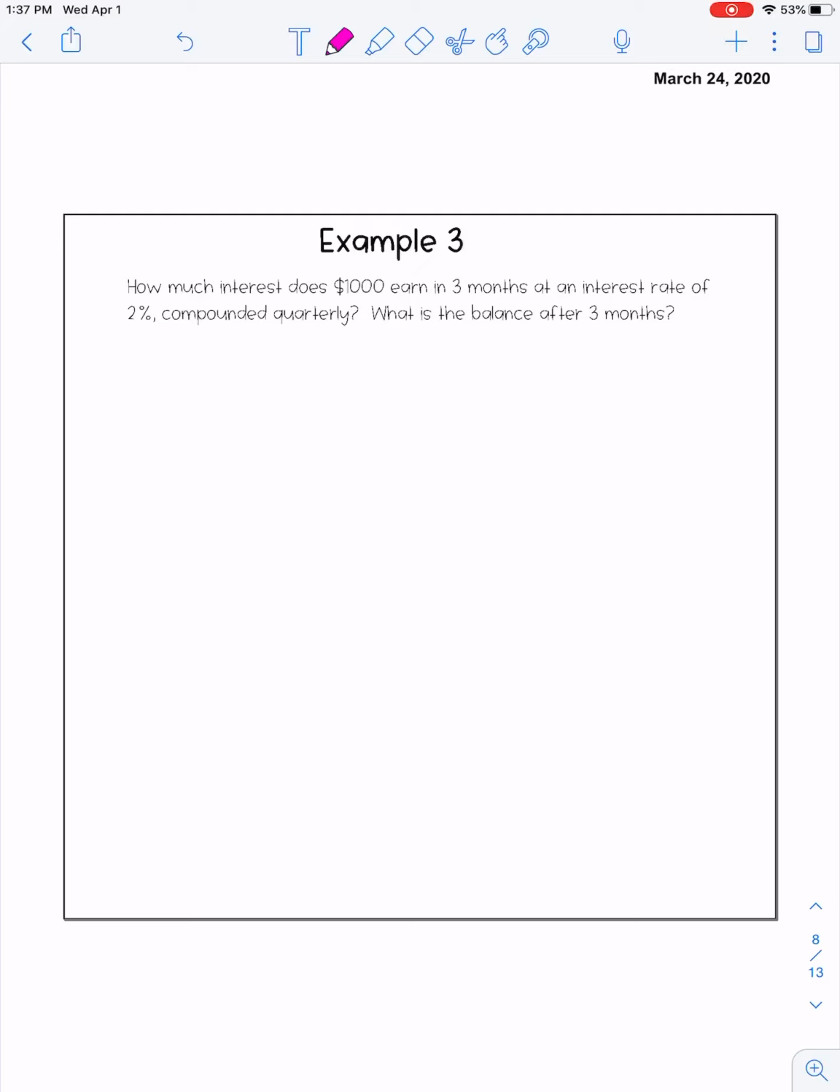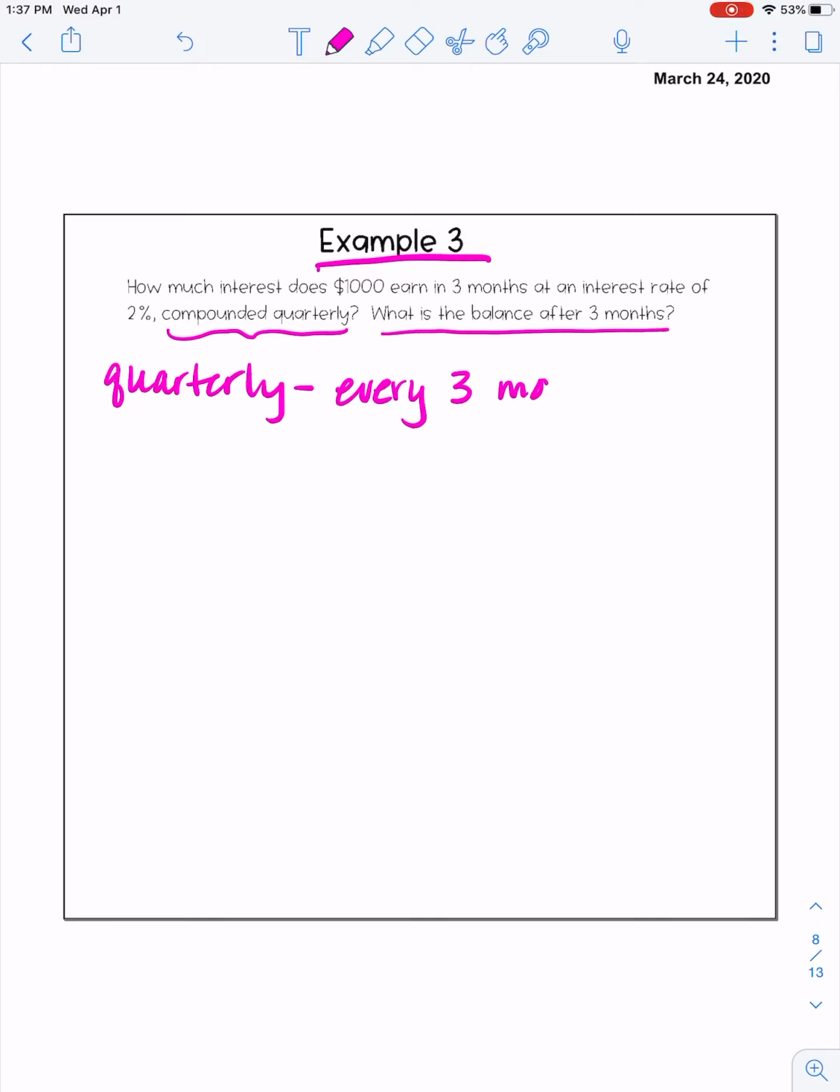So still working on compound interest, and in example 3, you can see that I'm asking you to find the balance after 3 months. What's important here is it's compounded quarterly. Quarterly means every 3 months. So if you think about that, 3 months out of a year would be 3 out of 12, right? Which I can reduce to 1/4. And as a decimal, you could put that as 0.25.